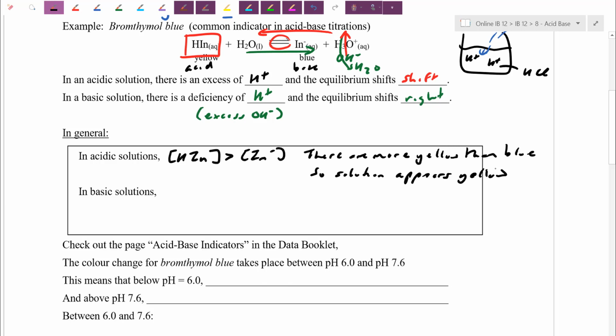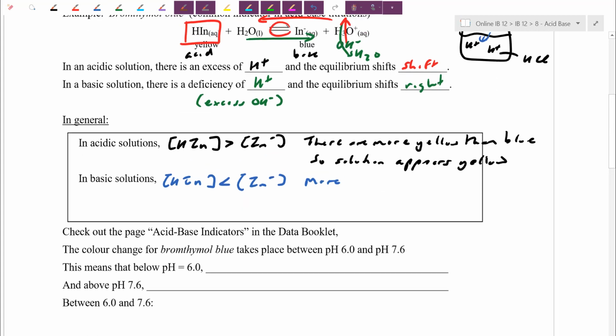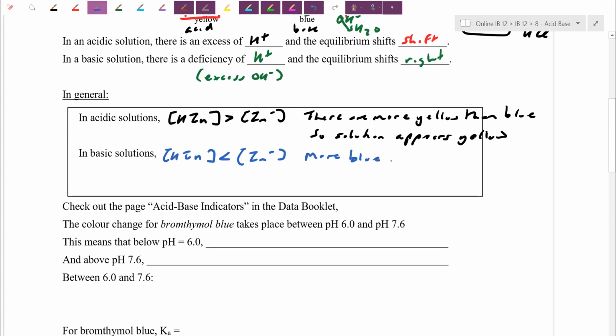Now what about in a basic solution? In a basic solution, we saw that the equilibrium shifts the opposite way. It converts the HIn over to become In minus. So the HIn concentration is actually less than the In minus concentration. So the particles that otherwise would have been yellow are now in lesser quantity than the ones that are blue. We can say we actually have more of the blue particle, right? More blue than yellow, so the solution appears blue. Okay, and it's not going to be a mixture of colors unless you are exactly at the transition point, unless these two are actually equal to each other.